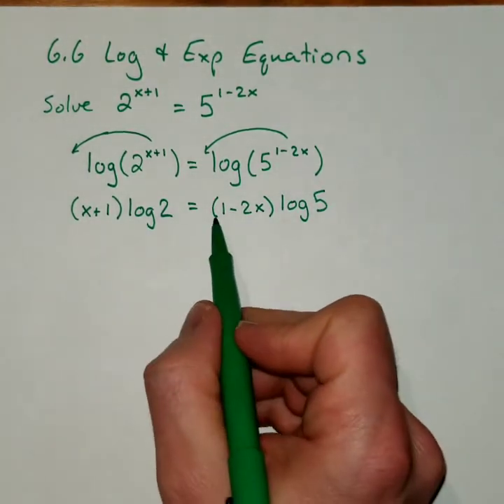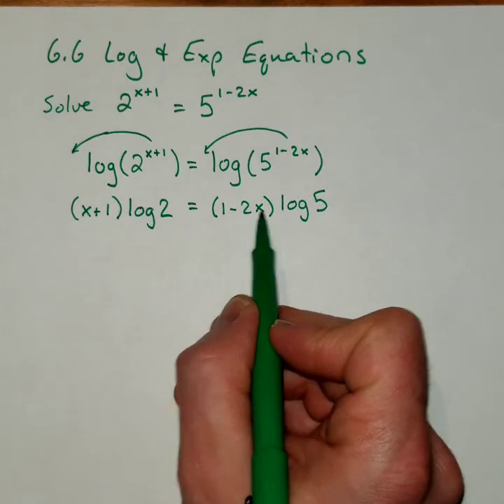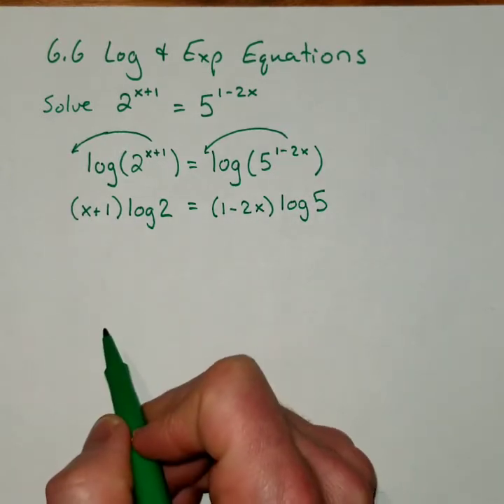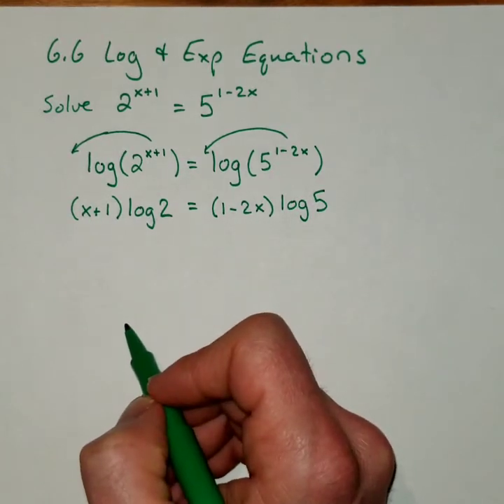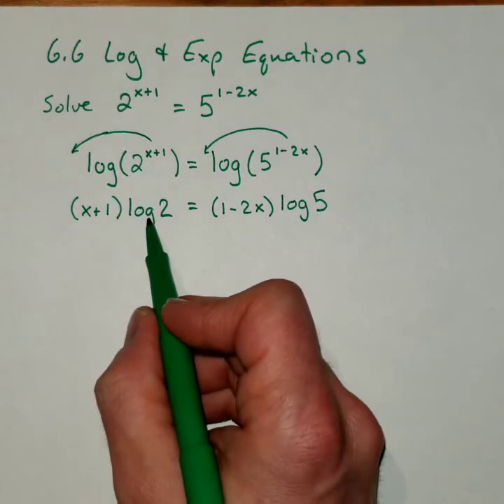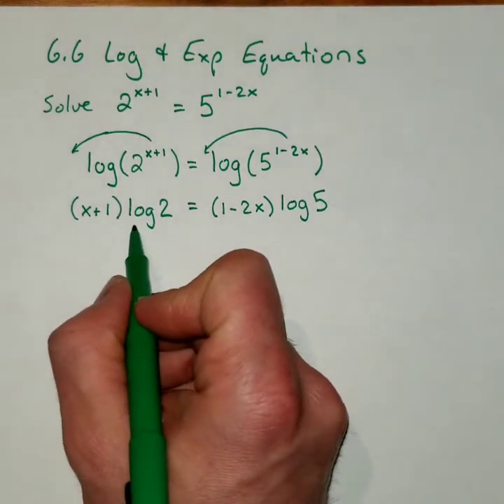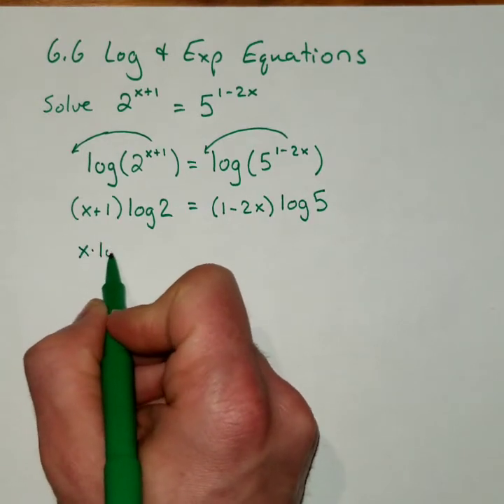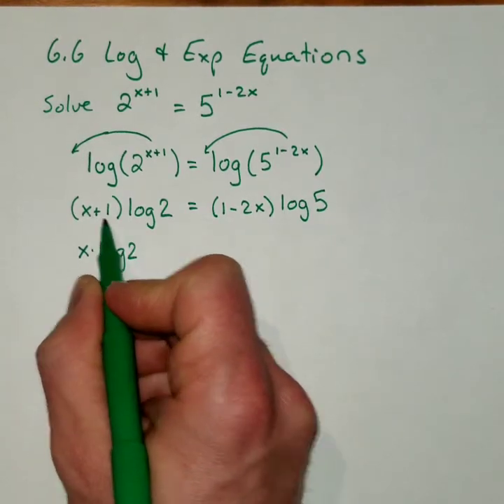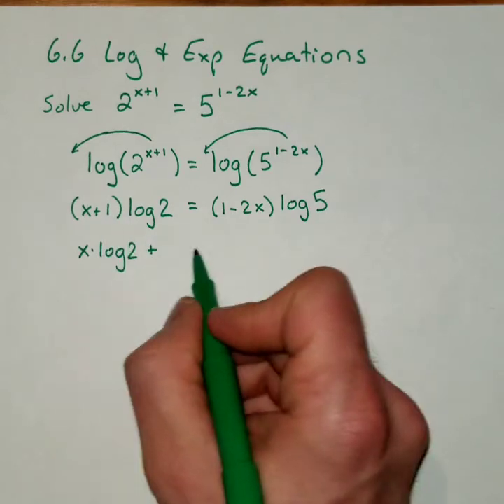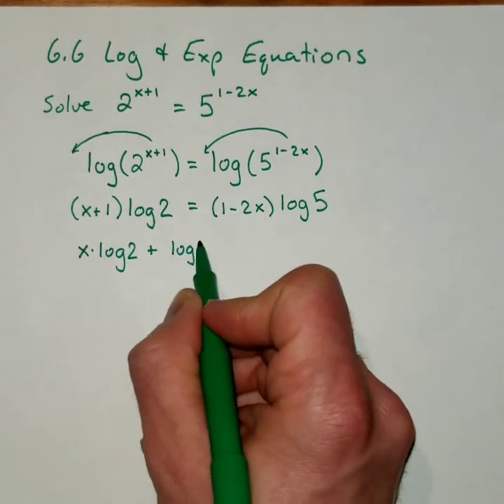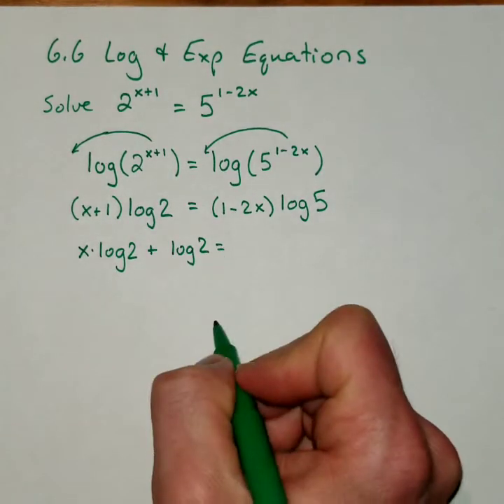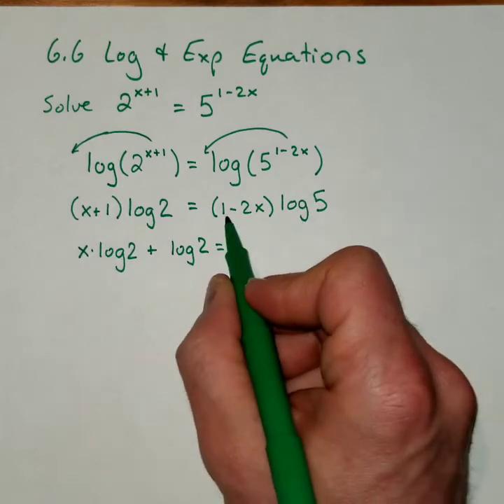And it's going to be very important to put parentheses around those exponents, because in my next step I'm going to distribute through the log of 2. So distribute the log of 2, I get x times the log of 2 plus the log of 2. Right, 1 times the log of 2. On the other side, I distribute through the log of 5.